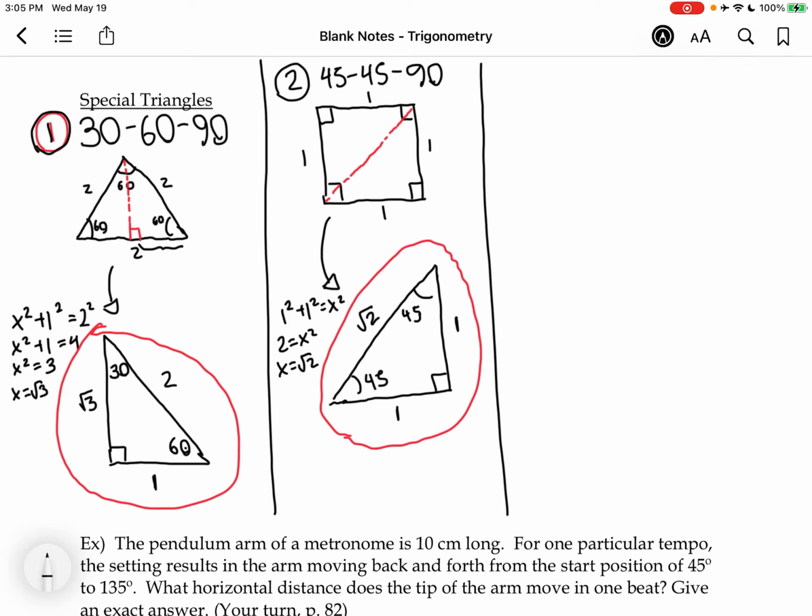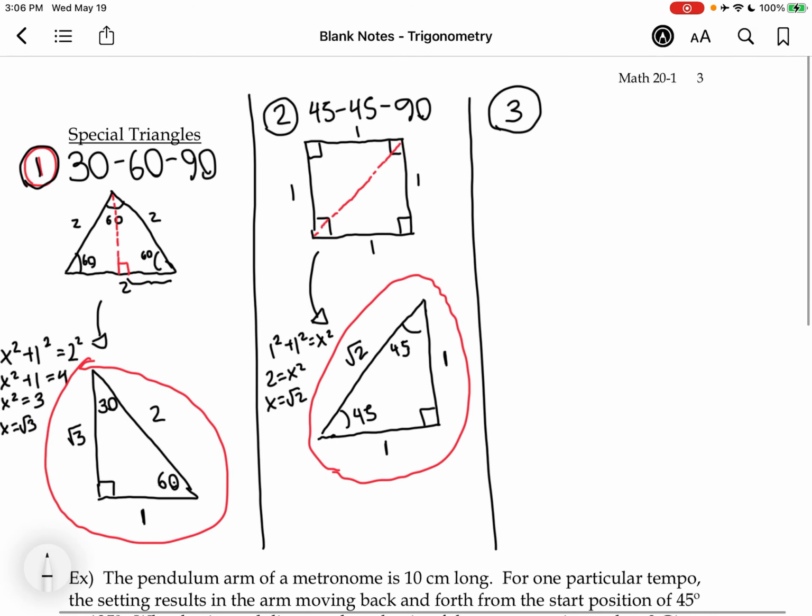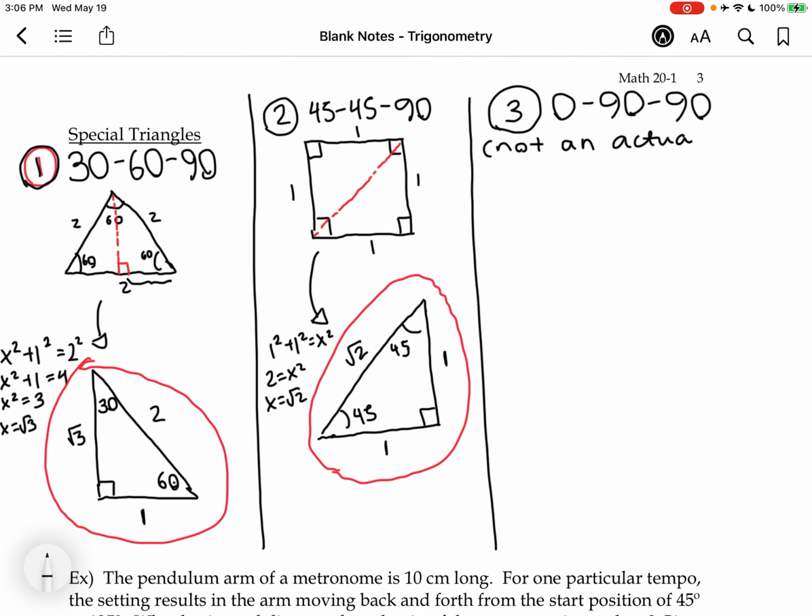And then the third special triangle is not always taught, but I always teach it because it's super handy. And it's not always taught because, I'll tell you a secret, it's not actually a triangle. It's the 0, 90, 90 triangle. Okay, so it's not an actual triangle. Okay, and this one looks like this. Okay, this is 90 degrees. This is also 90 degrees. And this is 0 degrees.